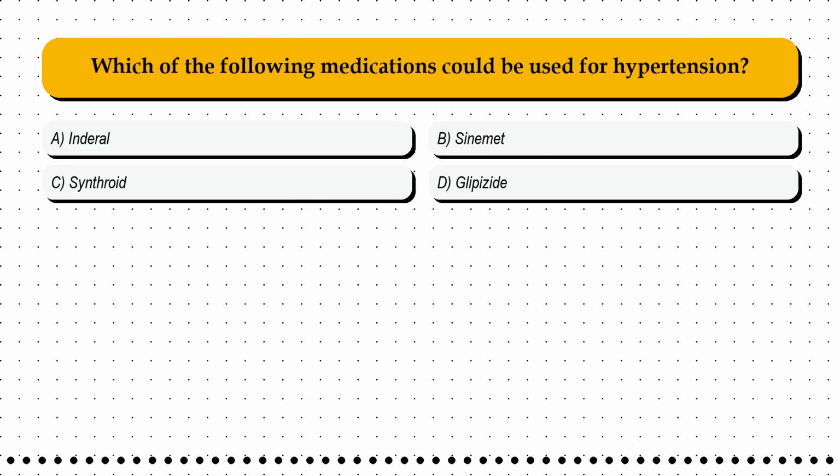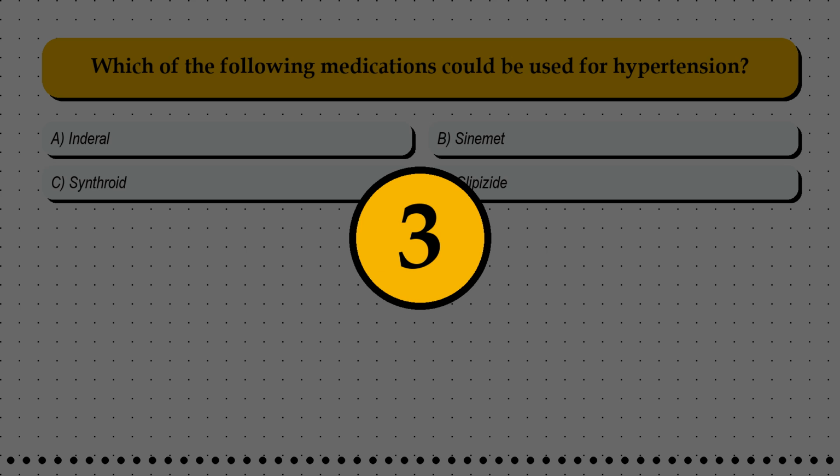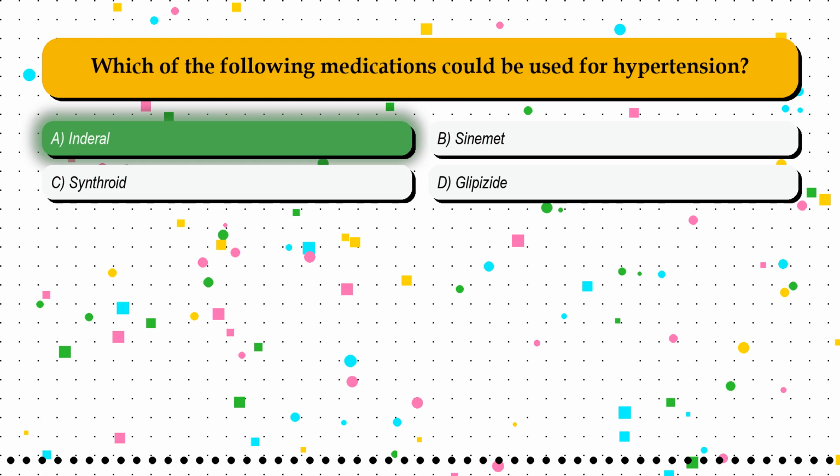Question 313. Which of the following medications could be used for hypertension? Option A, Inderal. Option B, Sinemet. Option C, Synthroid. Option D, glipizide. The correct answer is option A, Inderal.